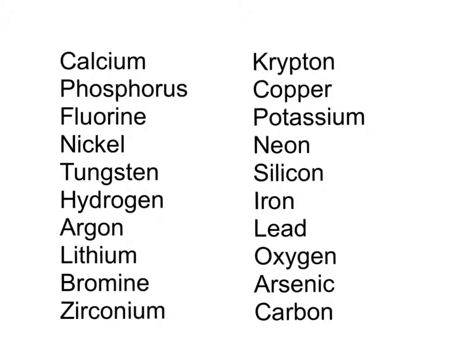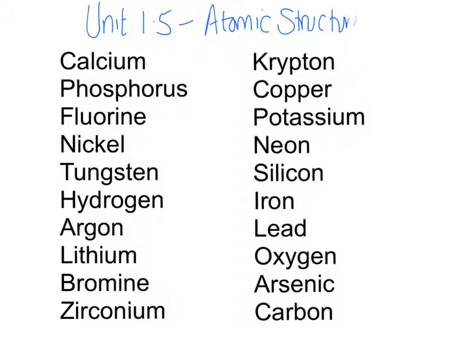So we're working on Unit 1.5, Atomic Structure. I want you to spend some time working out the number of protons, the number of electrons, and the number of neutrons in these 20 atoms. Now, I know that's a lot, but it's really important that we get the hang of how to do this so that it's second nature when you come to an exam.